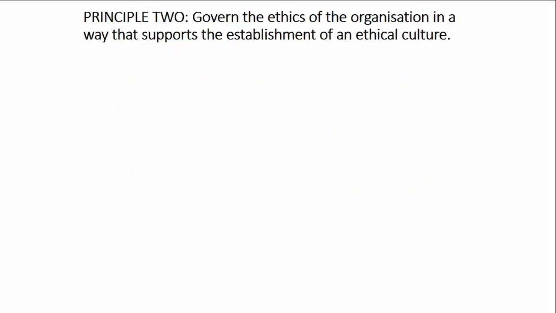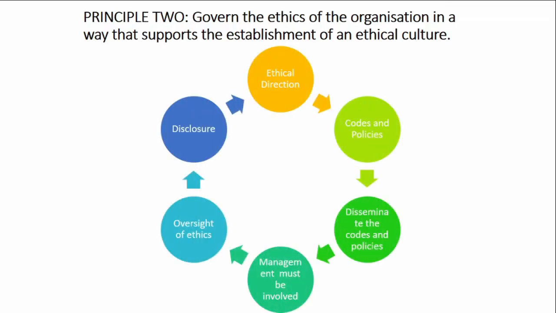Principle 2 talks about having a good organizational ethical culture. Now, how do we ensure that as governing body members, we make sure that our entity has a good ethical culture? So governing bodies can do this methodologically, and we do that by firstly setting the ethical direction. That means that we identify what we want our company to be known for from an ethical standpoint.